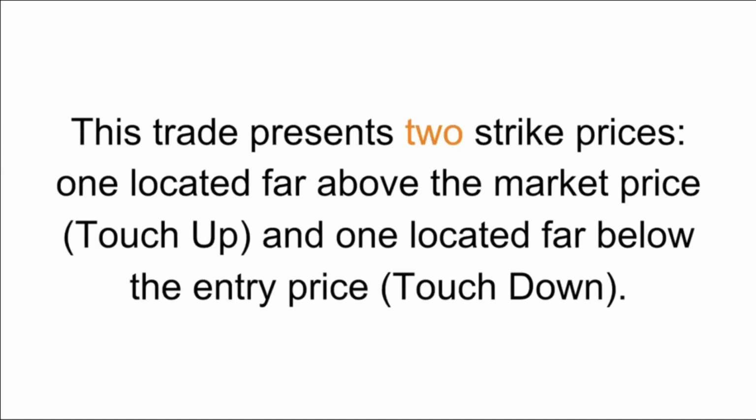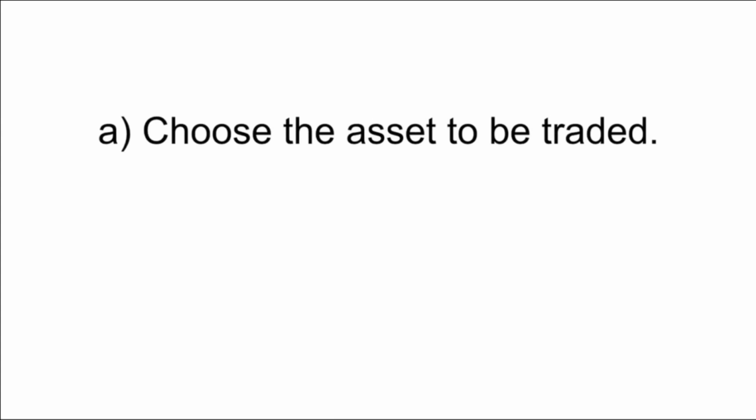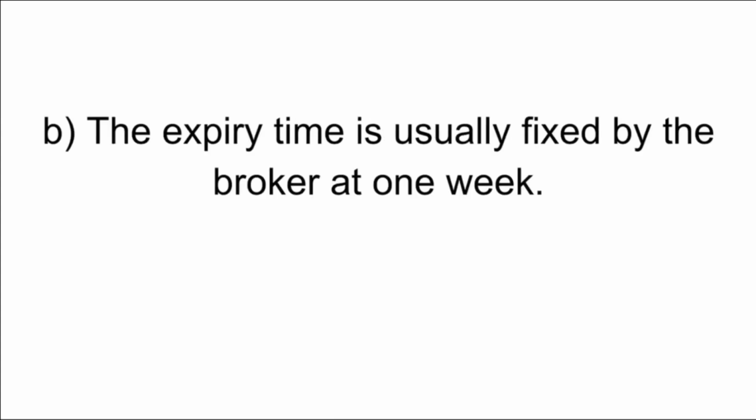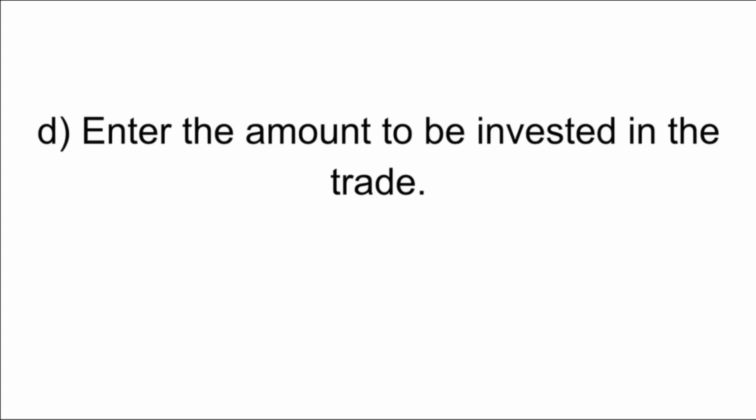This trade presents two strike prices, one located far above the market price, touch-up, and one located far below the entry price, touchdown. To trade this option, you need to A. Choose the asset to be traded. B. The expiry time is usually fixed by the broker at 1 week. C. Select either touch-up or touchdown, depending on the strike price you feel will be touched by the asset's movement. D. Enter the amount to be invested in the trade. And E. Click on the apply.